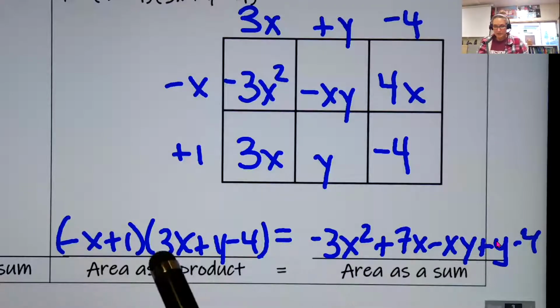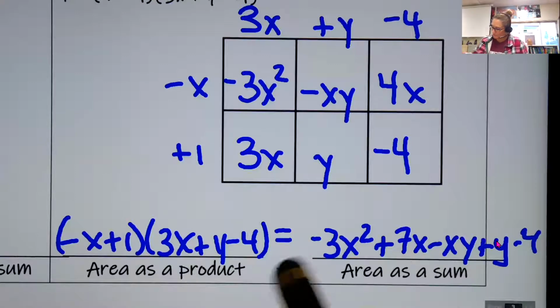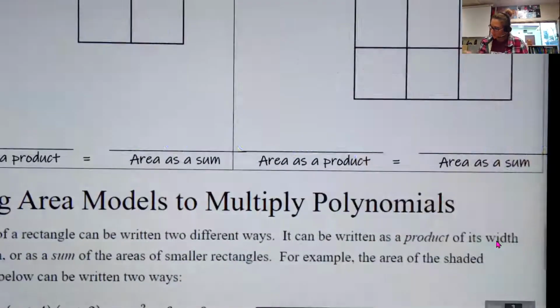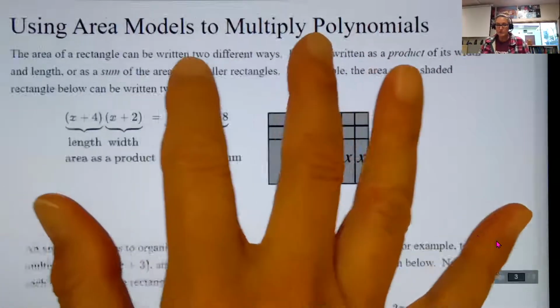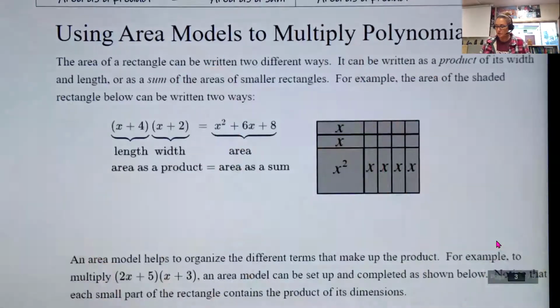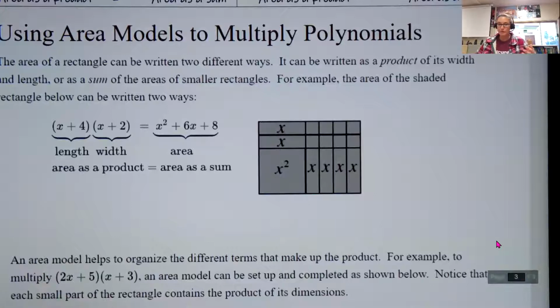Okay, so again, I have a negative x plus 1 times 3x plus y minus 4 equal, and here a negative 3x squared plus a 7x minus xy plus y, and that's a minus 4. So the next one, oh, no, that is it. We are done.